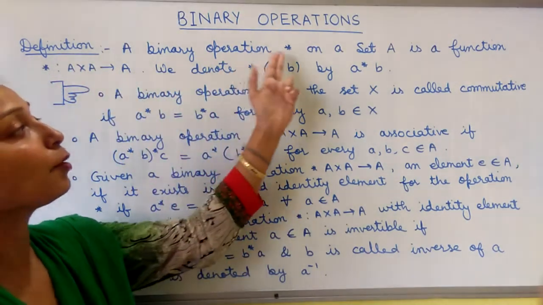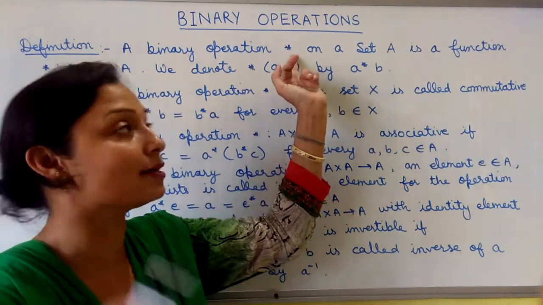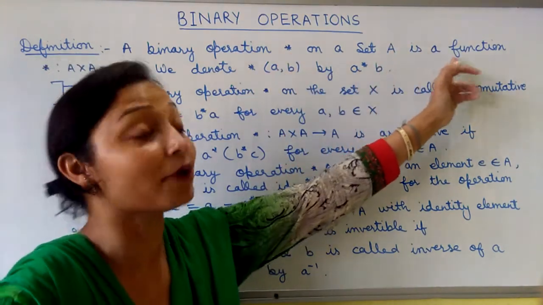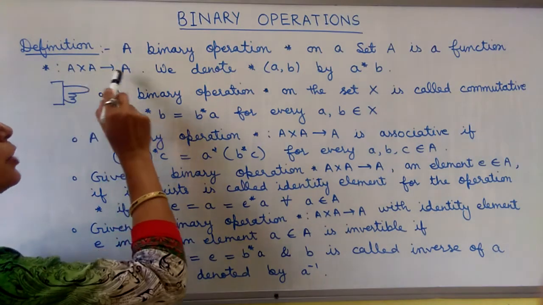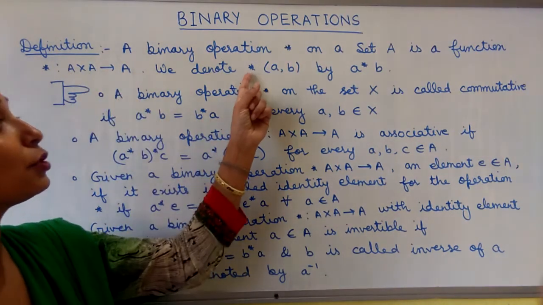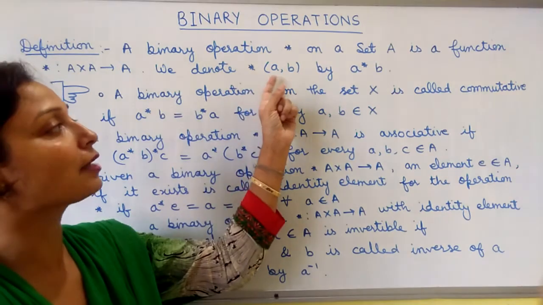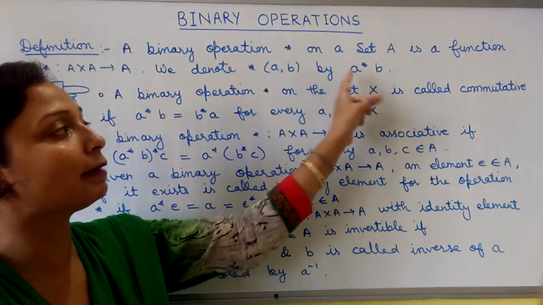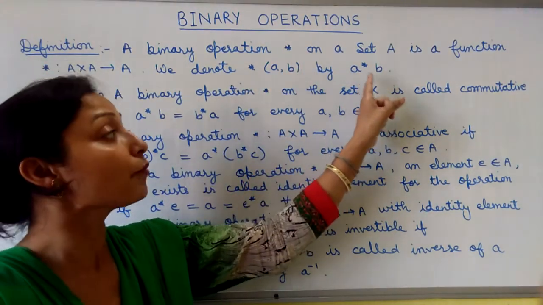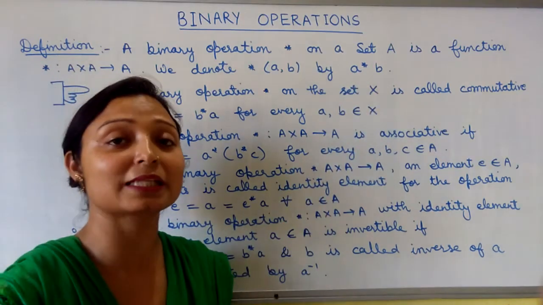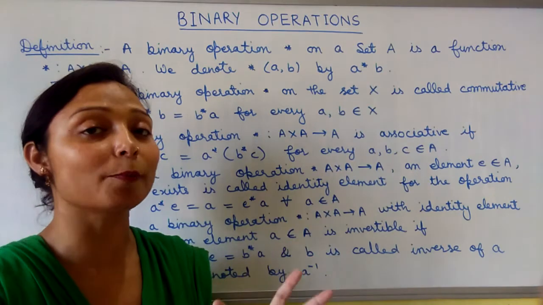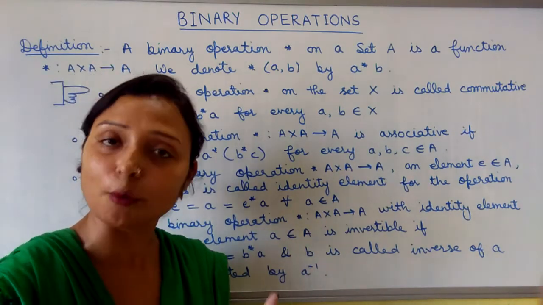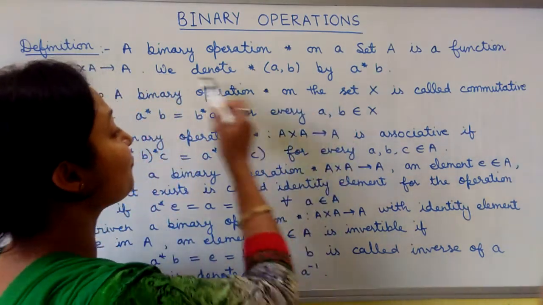Definition: a binary operation, denoted by the star, on a set A is a function from A cross A to A. We denote star of (a, b), two elements a and b, by a star b. We always write the binary operation using the star operation. A star B is the binary operation. This is the way to write a binary operation. Okay, now come to the first definition.